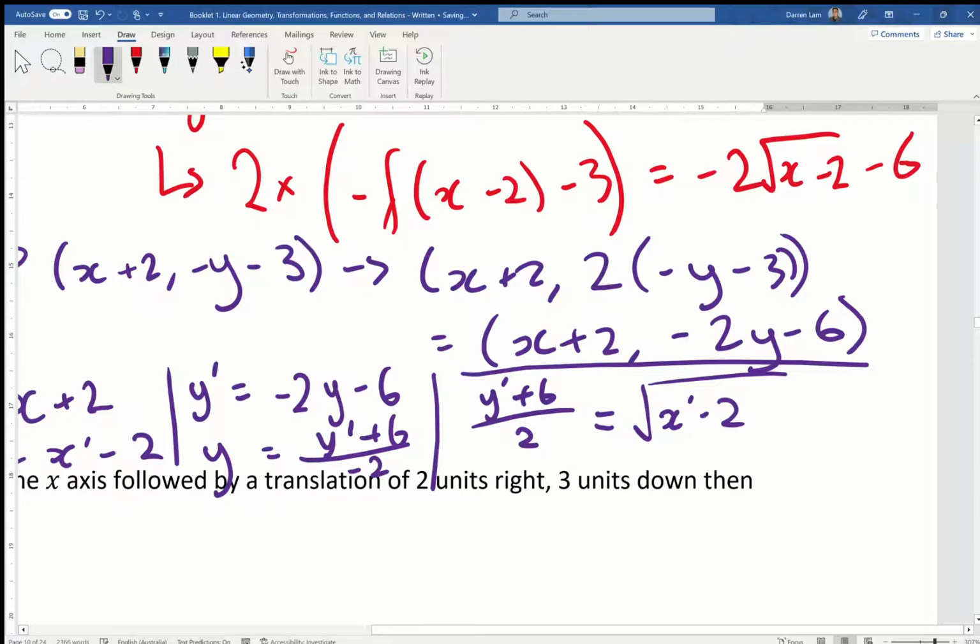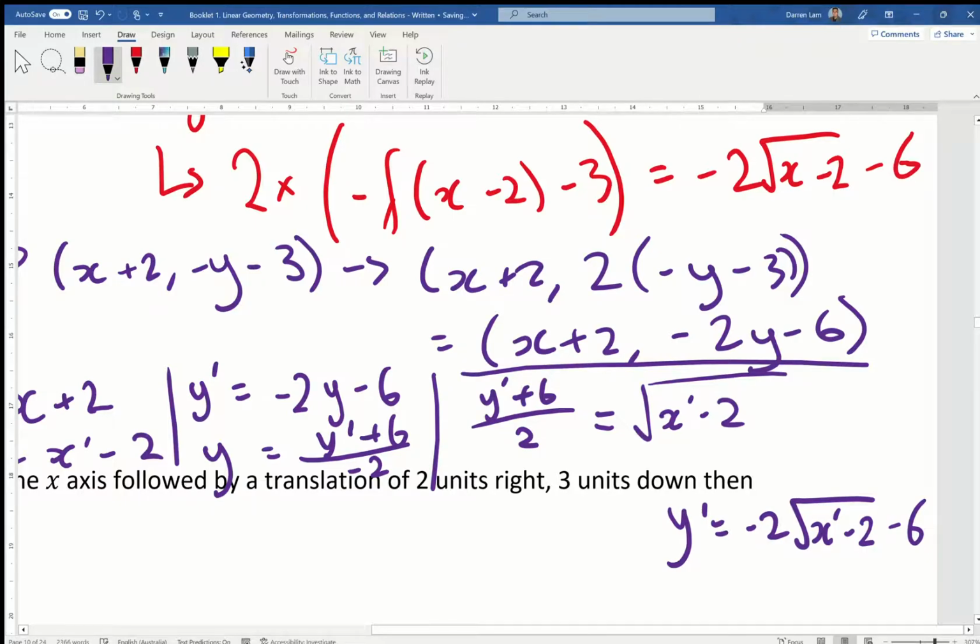This is really hard to read up the back. That's all right. Okay. And I'll trust you to be able to rearrange everything. You transpose it, and you get y dash equals negative 2. I'm going to write it down below. Y dash equals negative 2 root x dash minus 2 minus 6, which gives us the same answer.